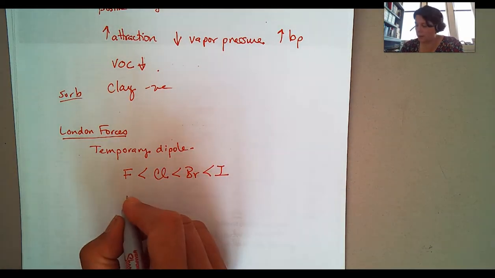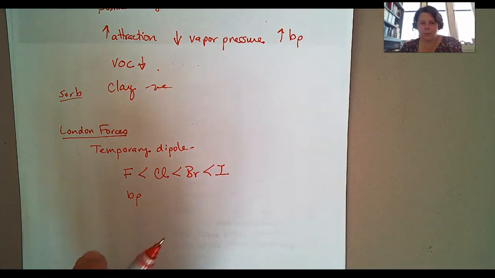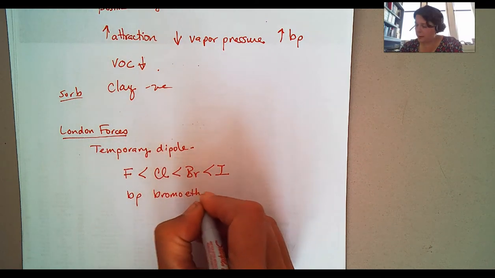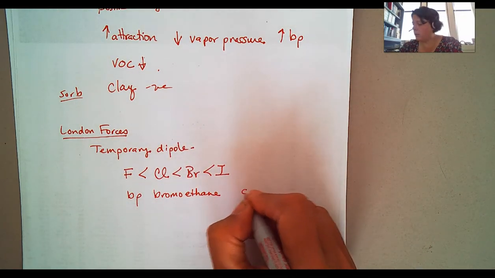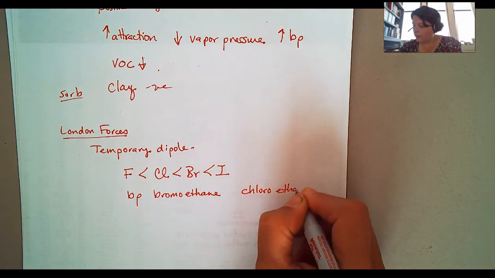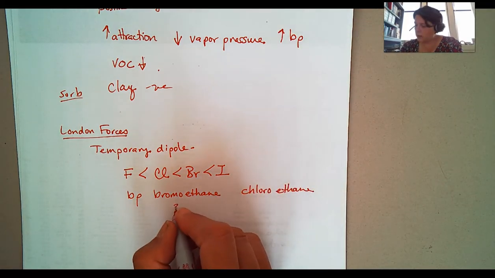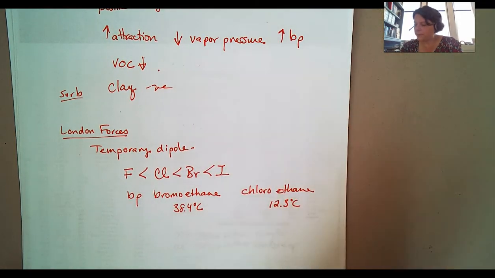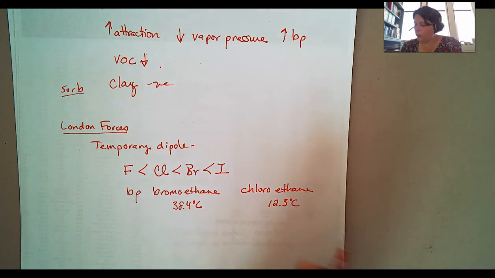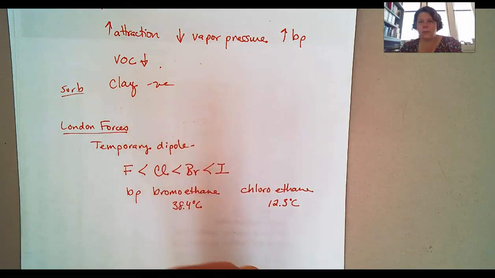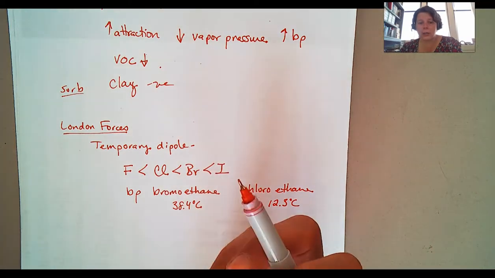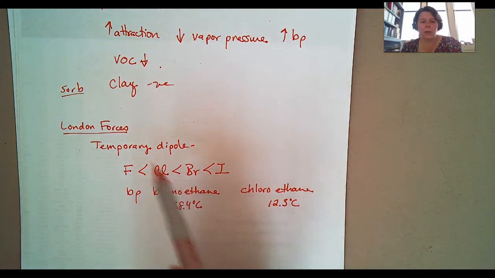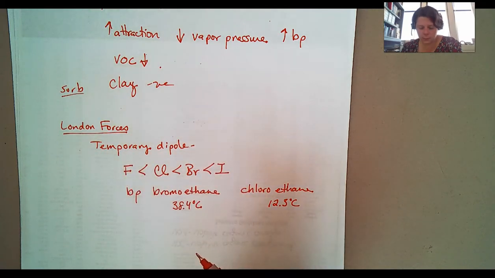An example here is the boiling point, BP. Again, I've used it up here before too. The boiling point of, say, bromoethane versus the boiling point of chloroethane. The boiling point here is 38.4 degrees C. Here it's 12.3 degrees C. So this takes a lot more energy to make it go into the vapor phase. There's more attraction, so you have higher boiling points. There's more attraction of the molecule because it's greater to form these temporary dipoles.